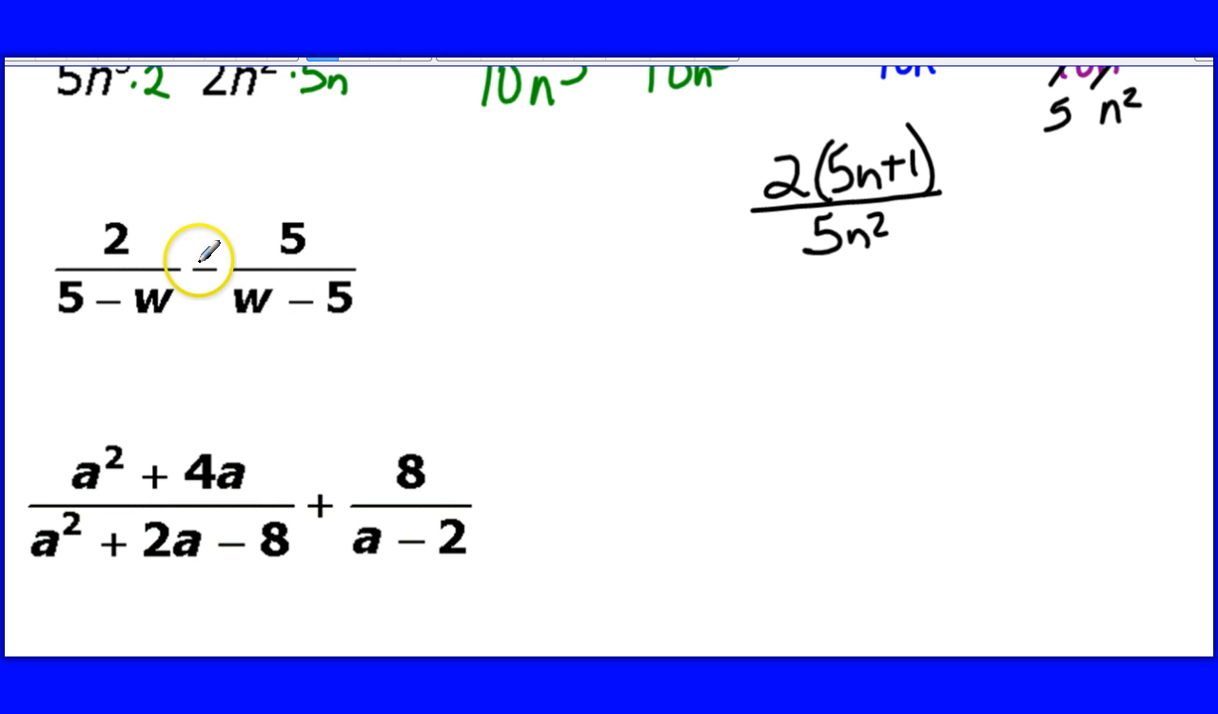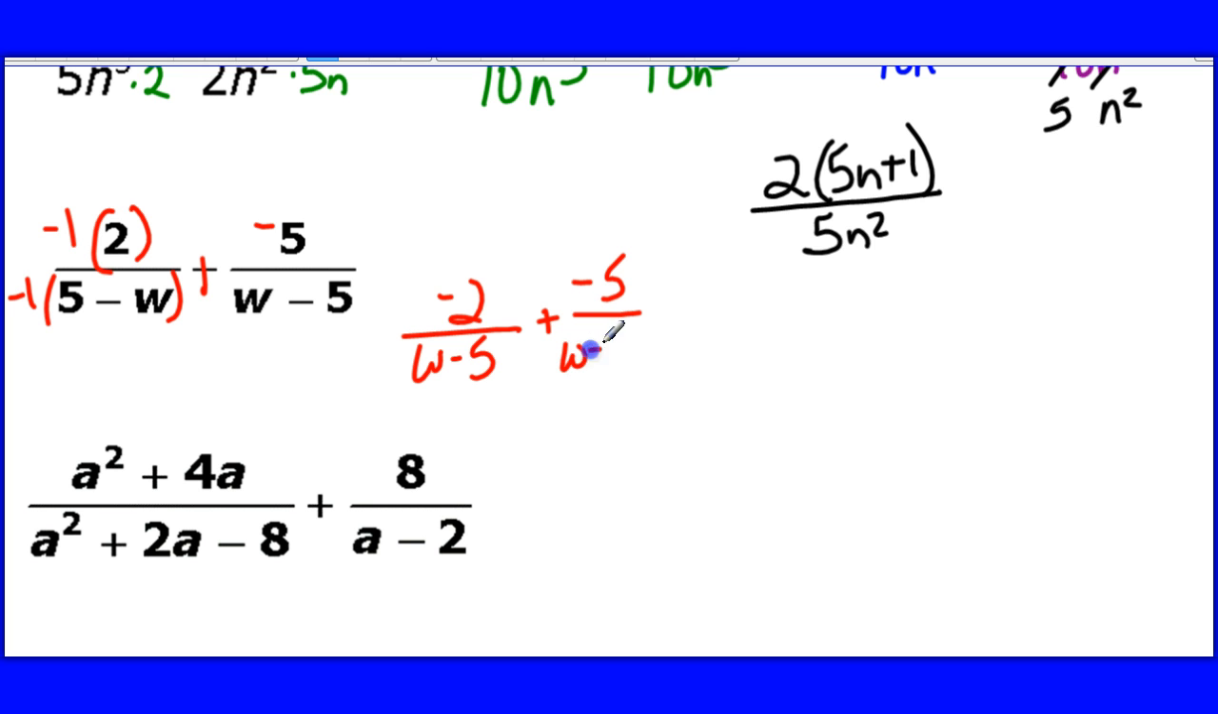I think probably the best choice would be to do this, to multiply this by negative 1, multiply this by negative 1. That's going to give me negative 2 over, change both these signs, w minus 5, plus negative 5 over w minus 5, which is going to give me a negative 7 over w minus 5.